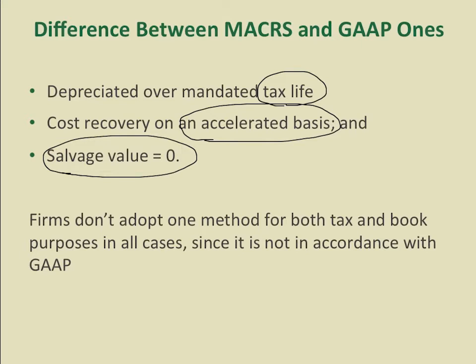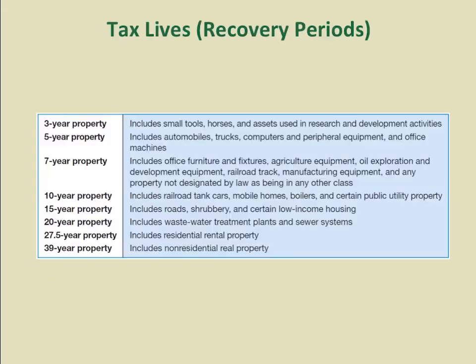Firms don't adopt one method for both tax and book purposes in all cases, which means that they use the modified accelerated system for reporting taxes, and they use the GAAP depreciation system to calculate the depreciation expenses on the income statement. To be able to calculate depreciation expenses, we need to know the useful life of different properties. Under the tax law, it is called tax life.